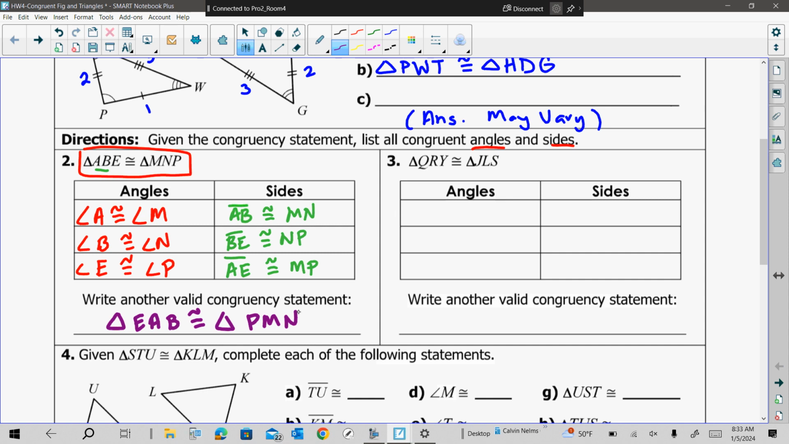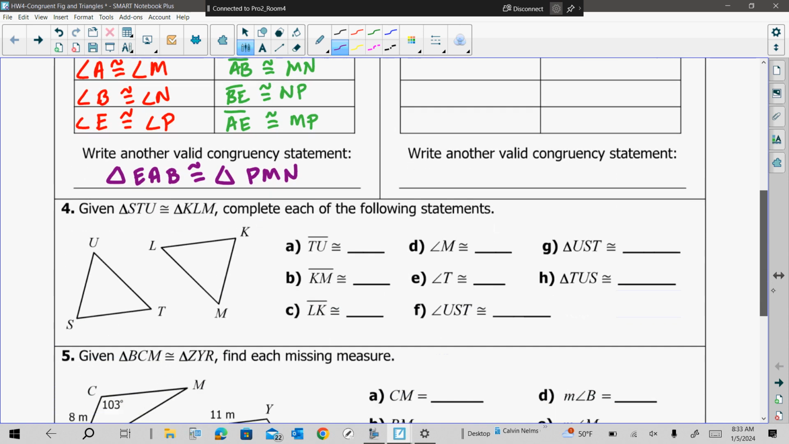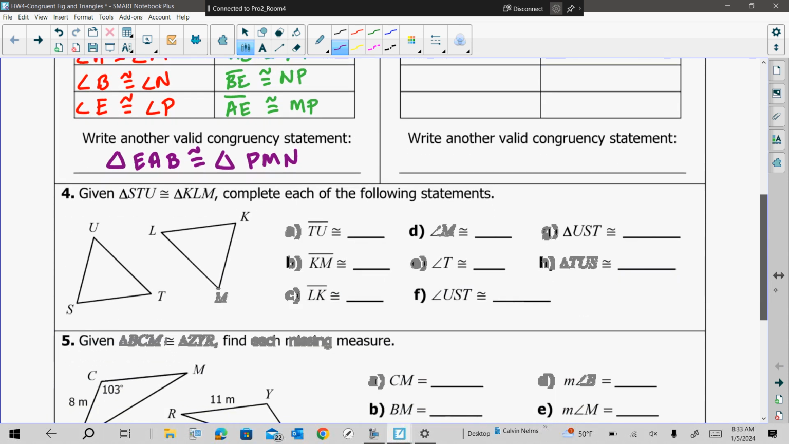So the answers can vary on the first set. On the 1 through 3, the answers can vary. Now you have to actually fill in the actual value. Okay.